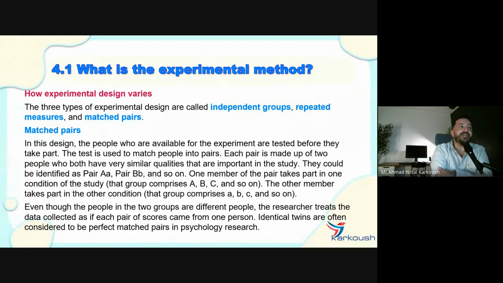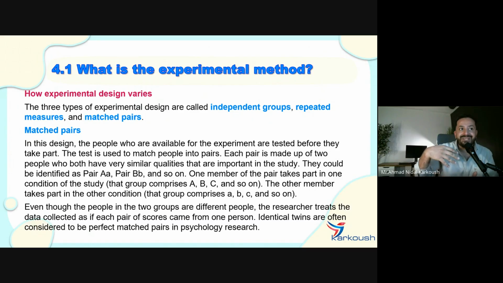So they could be identified as pair A, pair B, pair C. One member of the pair will take part in one condition, and the other one will take part in another condition. So if we have Farida Muhammad Tahir and Farida Muhammad Beher, with a music study, I put them together in a pair because they have similar names, similar age. I think they're both grade 10. And I take both of them because they have the same hobbies, the same education. One of them studies with music and the other one studies without music.